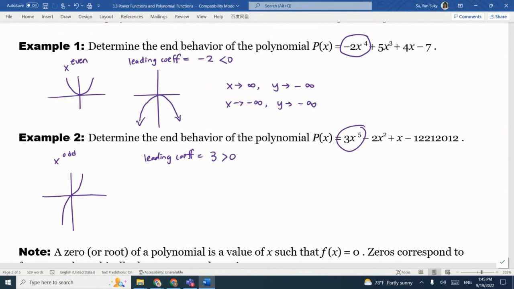Now can you tell me, when x goes to infinity, what happens to your y? It goes to infinity. How about when x goes to minus infinity? y goes to negative infinity. Very good. So far, so good? That's easy, right? You just look at whether it's an odd power or even power, and whether the leading coefficient is positive or negative, and you can draw the picture and figure it out. Okay, very good.